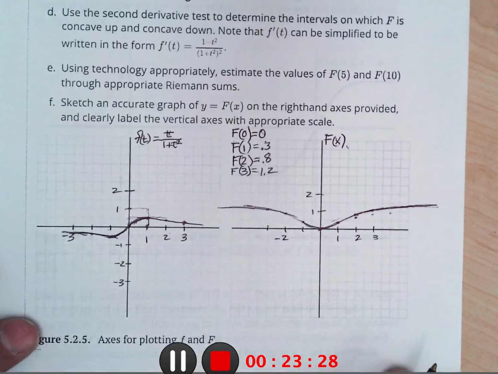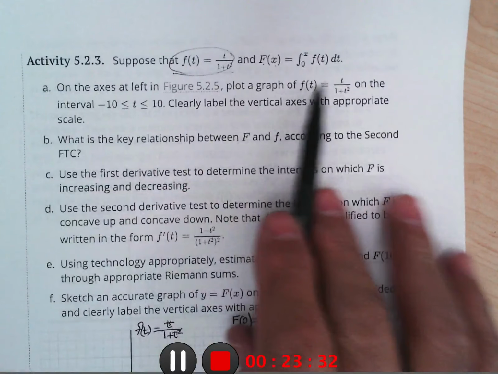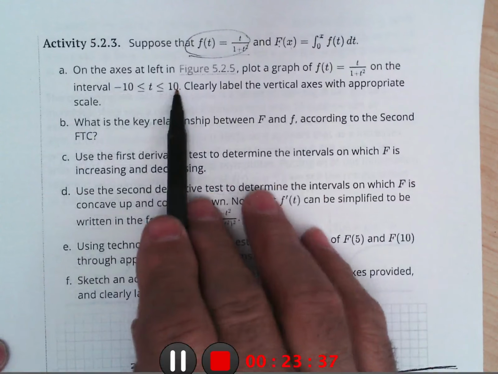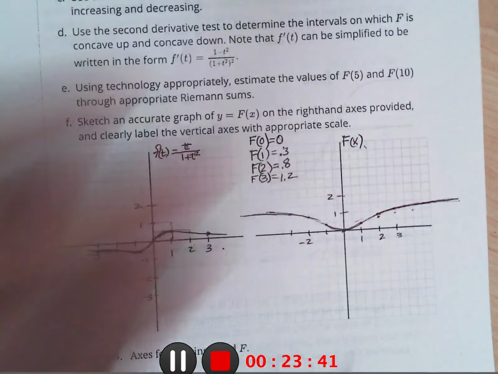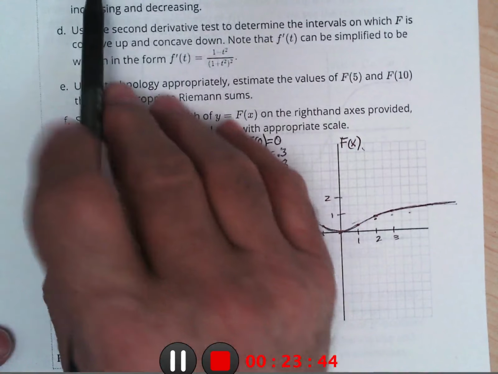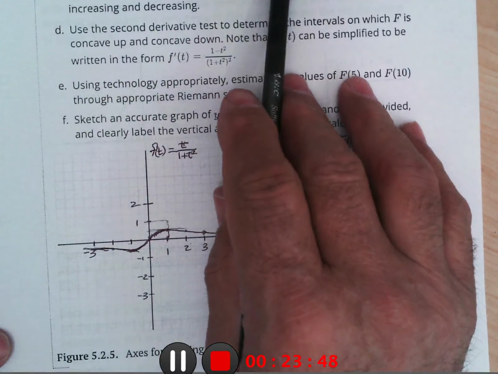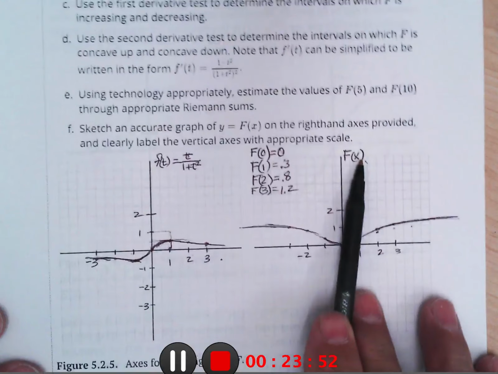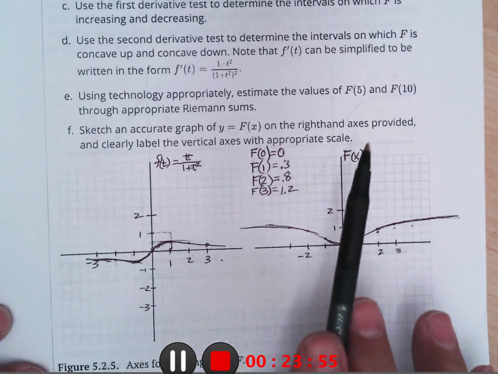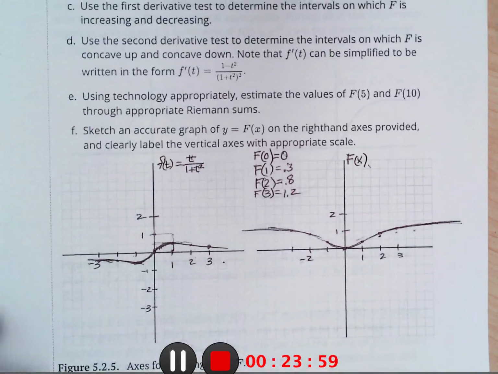Now let's see if we've done what they asked for. On the axis, plot this. Did it. They said go from -10 to 10. I didn't do that. This is so small, I wanted to see it a little better, so I made it larger. What is the key relationship between big F and little f? The area under little f is big F. Or, if you will, the antiderivative of little f is big F. Those are both key relationships.